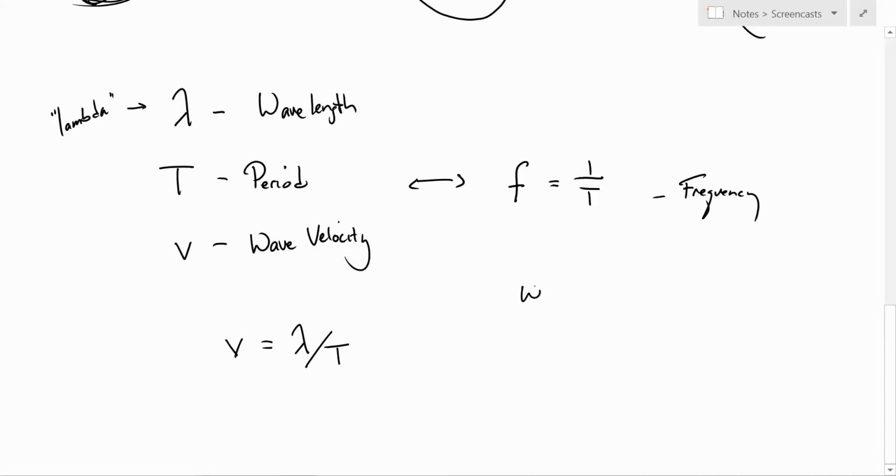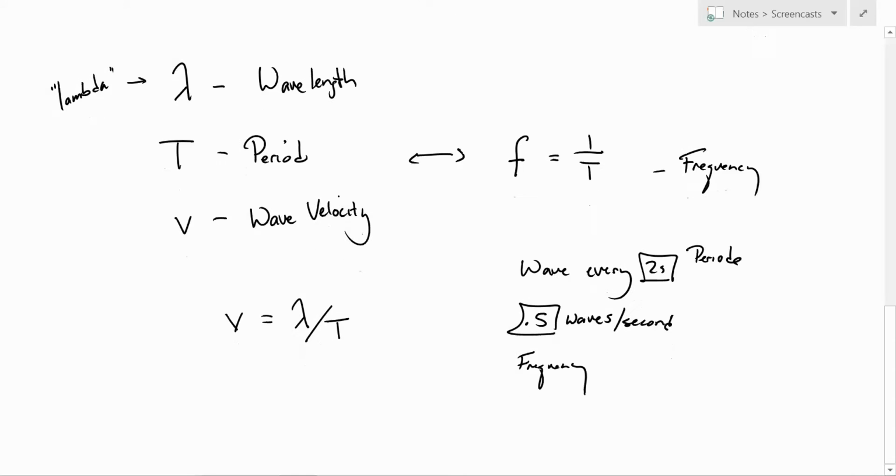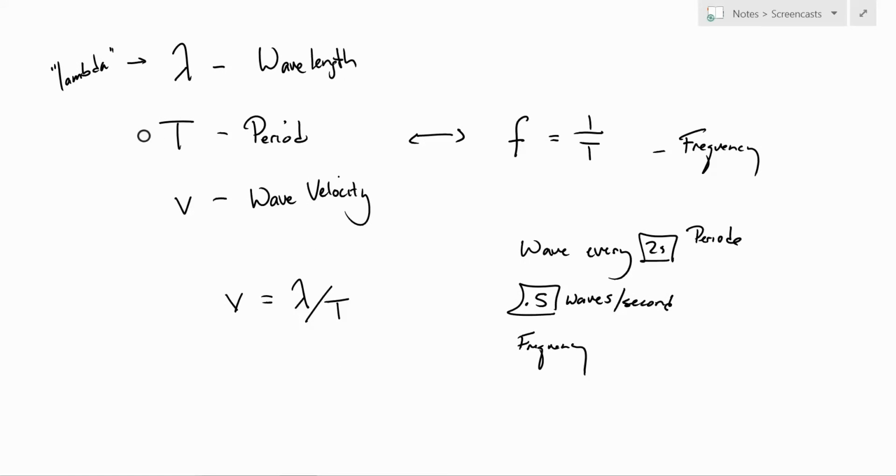So, a wave every 2 seconds. 2 seconds is the period. 0.5 waves per second. This would then be the frequency. But they're saying the same thing, kind of. When we talk about wavelength, frequency, and period, these are all going to kind of be related.